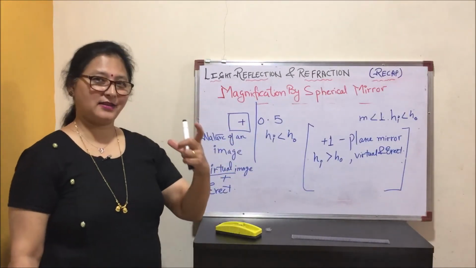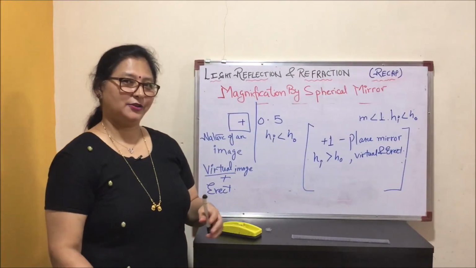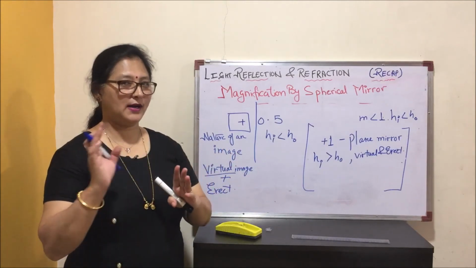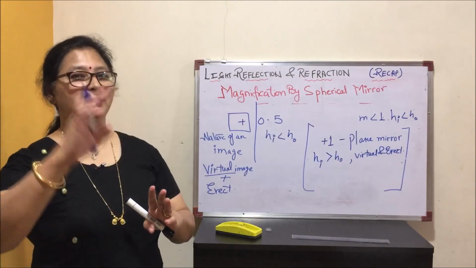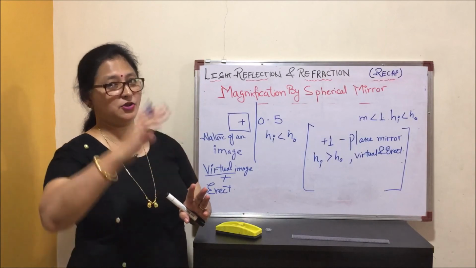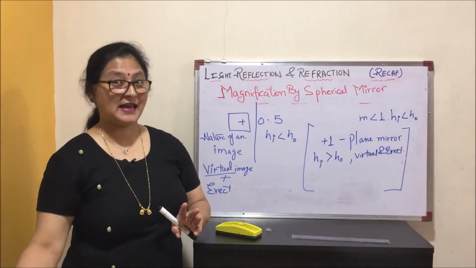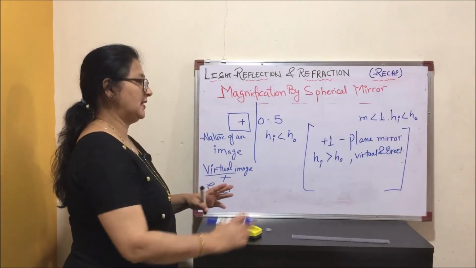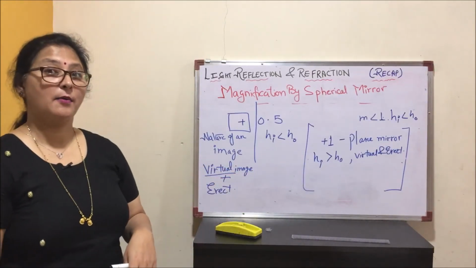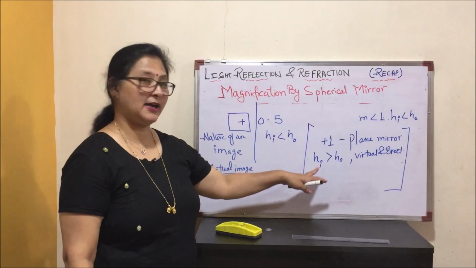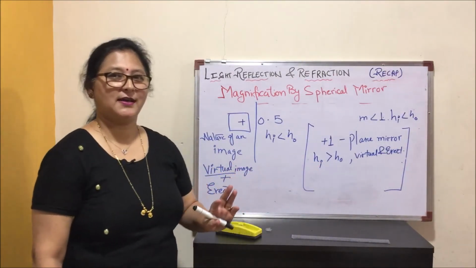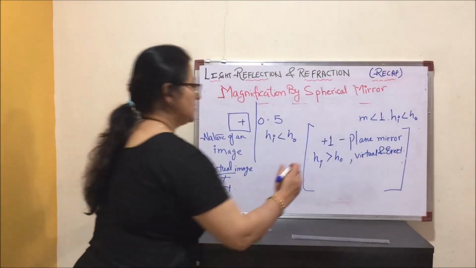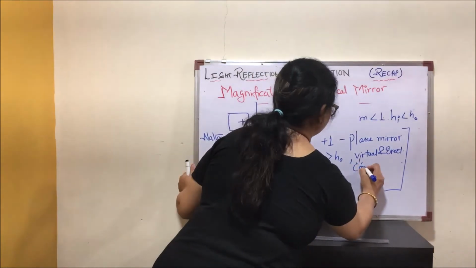See the last ray diagram where you keep the object between the focus and pole, and the image you got was enlarged and erect, right? So virtual and erect, and the height of the image is more than the height of an object. So this is our concave mirror.